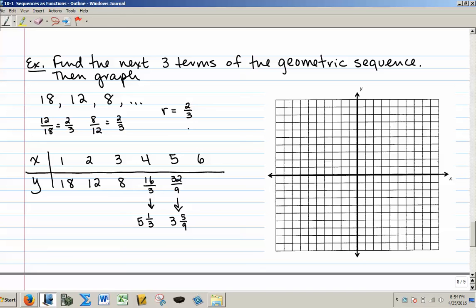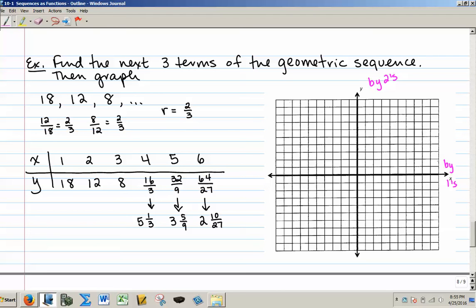32/9 times my common ratio of 2/3 is going to give me 64/27, and that's actually equal to 2 10/27, or pretty close to 2 1/3. So let's go ahead and graph these. And again, I think I'll label my axes here. I'm going to keep my x-axis by 1s. And I think I will do my y-axis by 2s.